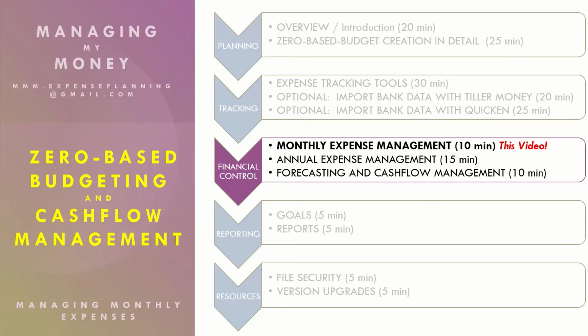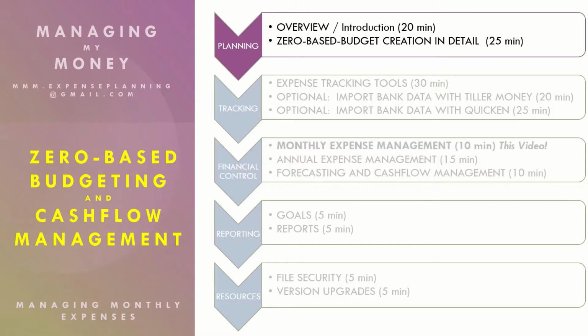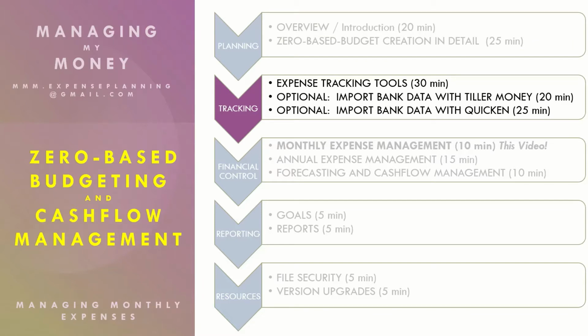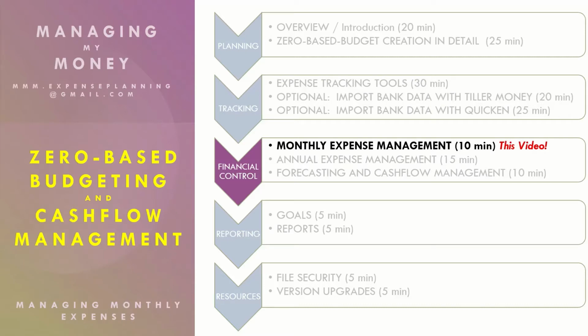Welcome to the sixth video in this series on zero-based budgeting and cash flow management using the Managing My Money Excel tool. The first set of videos on planning provided an overview of zero-based budgeting and the Managing My Money Excel tool. It also showed how to use the tool to create a zero-based budget. The second set of videos on tracking demonstrated how to record expenses and how to use the functionality provided in the tool to simplify that process. This video is part of financial control and will be focused on monthly expense management.